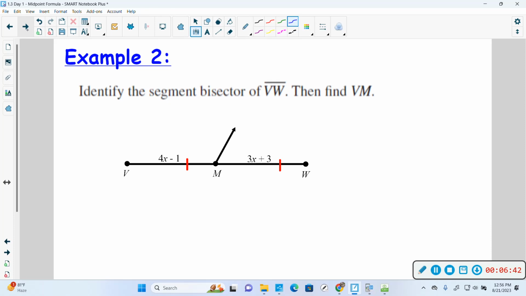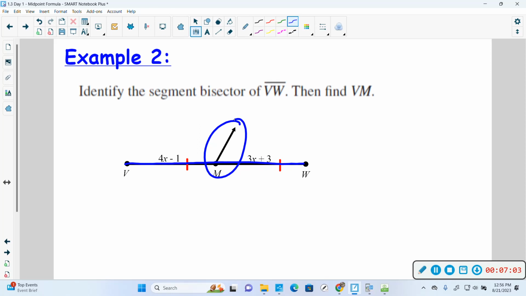All right, let's do the first thing. Identify the segment bisector of segment WV. What's cutting that in half? Now, when you look at this, what type of picture does that look like that I circled? It looks like a ray. It looks like a ray to me.